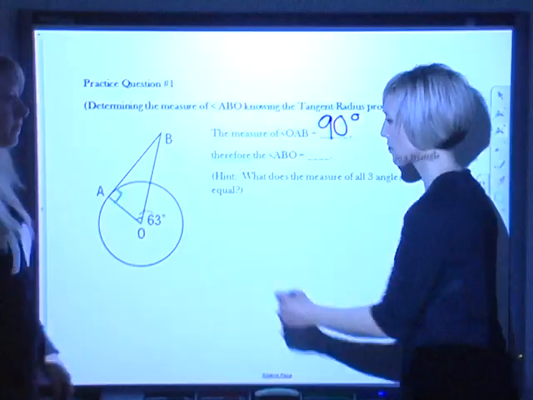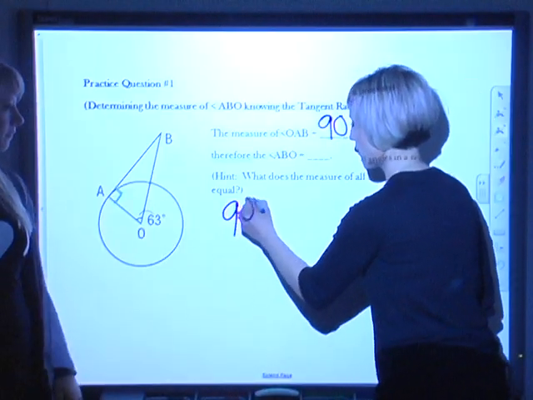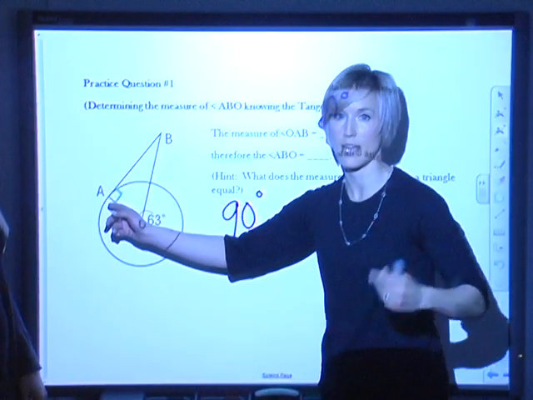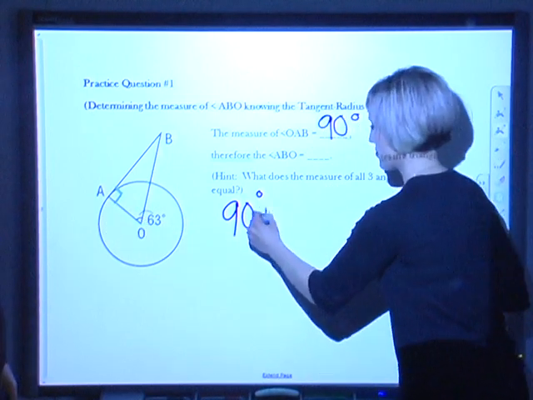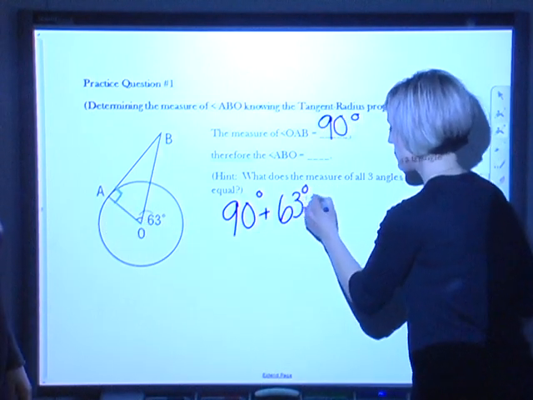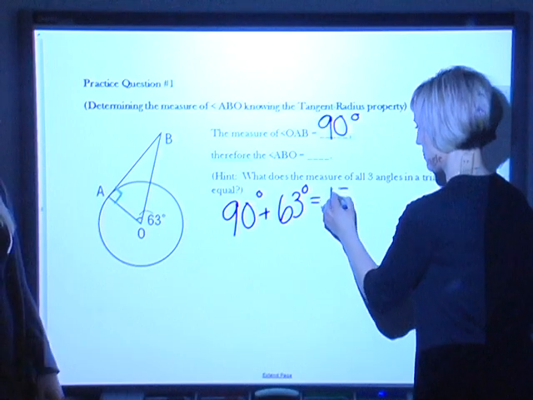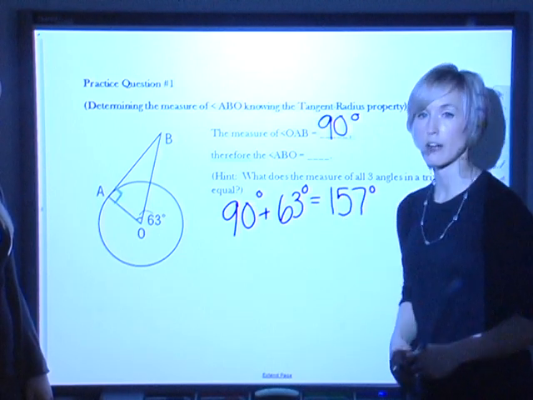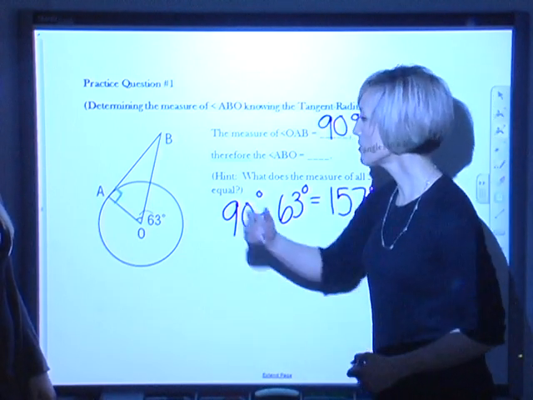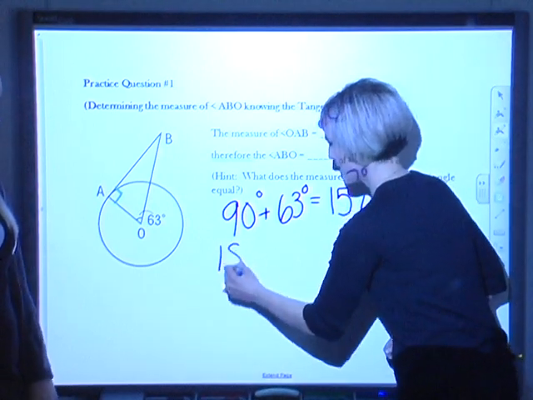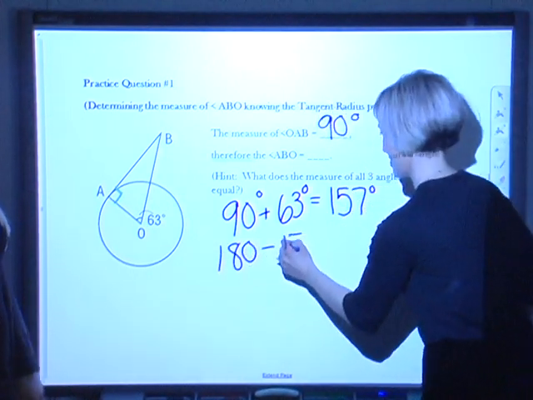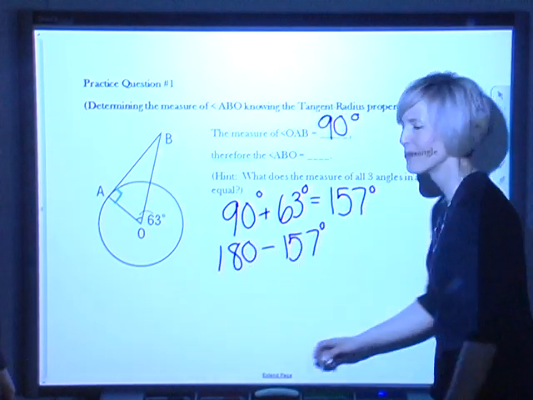Alright. Okay, so if we have a 90-degree angle, and we determine that angle using the tangent radius property, we add it to the angle given, 63 degrees, that gives us a total of 153 degrees. And so like you said, now we will subtract 157 degrees. Sorry, 153 degrees.